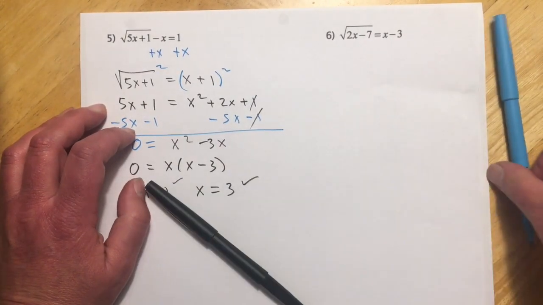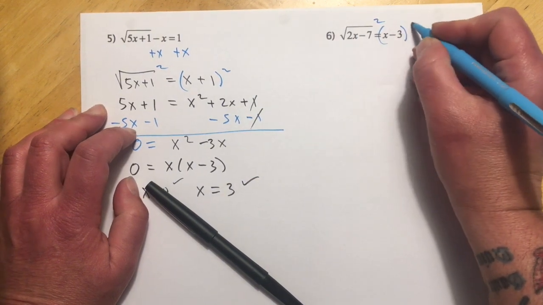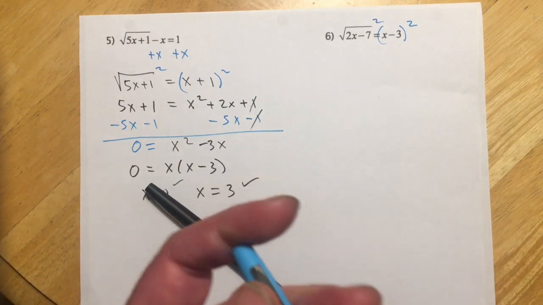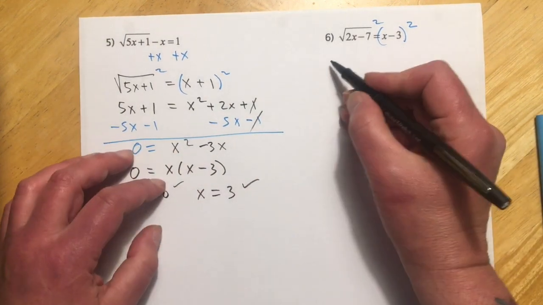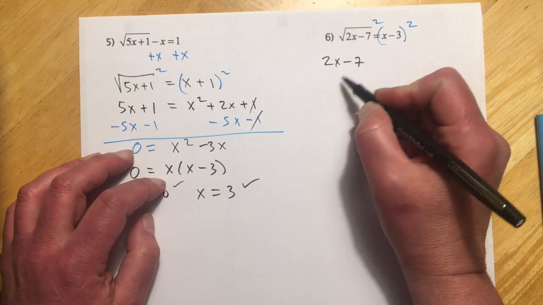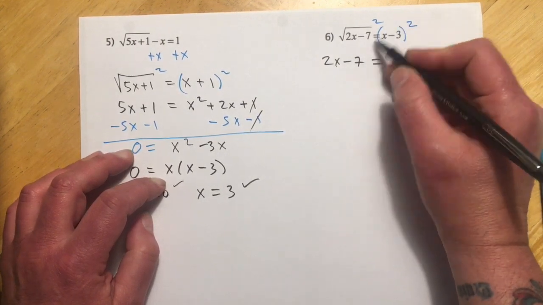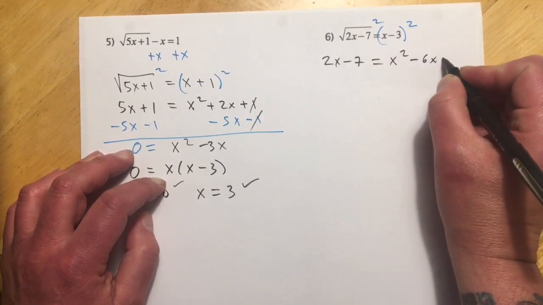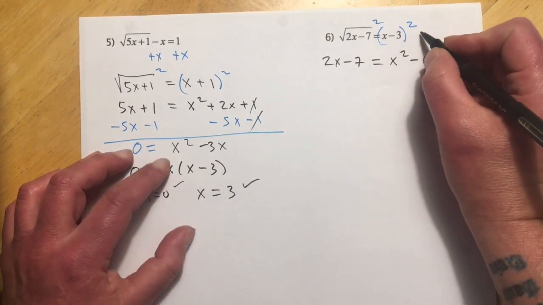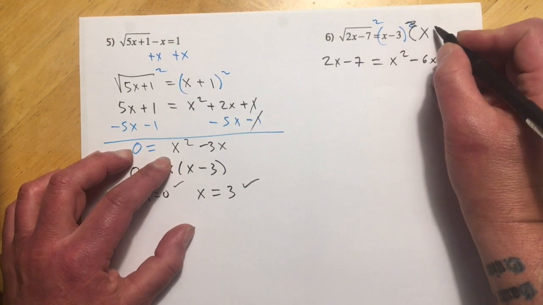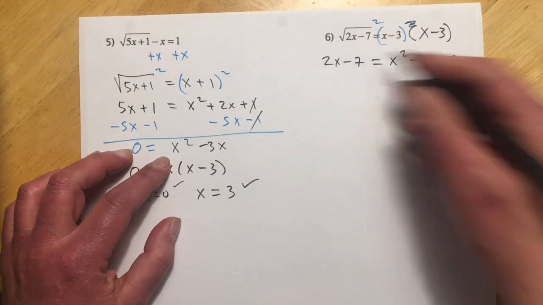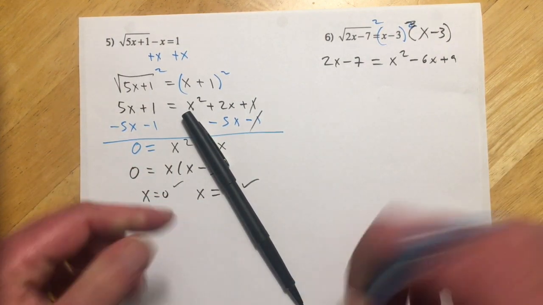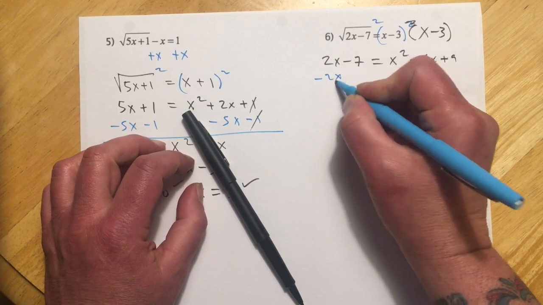Number 6, I will square both sides on that. And I got 2x minus 7 equals, foiling this out, I'm just going to do the special products, x squared minus 6x plus 9. But if you need to, think of it as, instead of square, think of it like that, and just do your FOIL. Here I'm going to bring over the 2x and minus 7, so I'll go minus 2x plus 7.